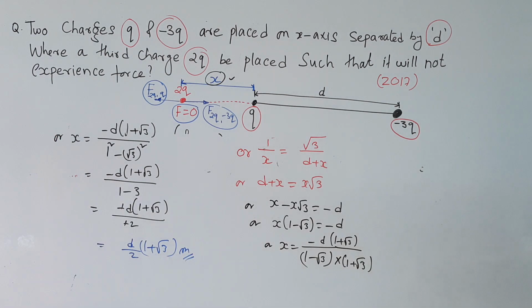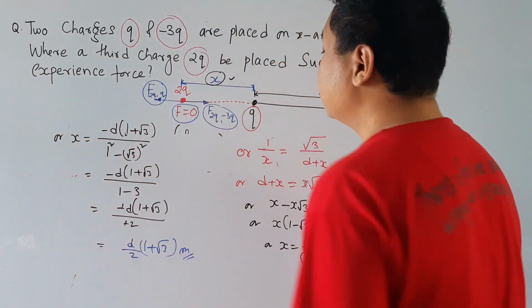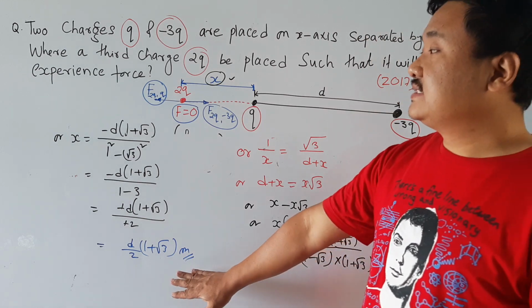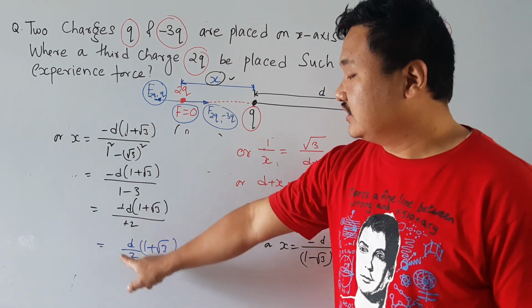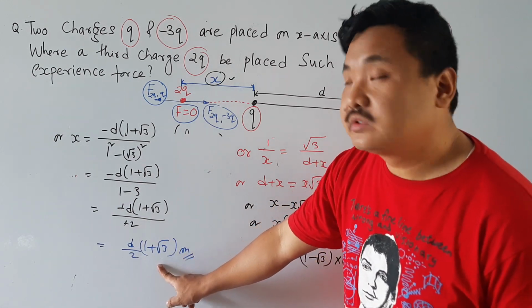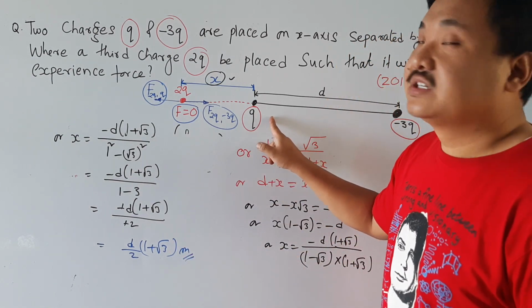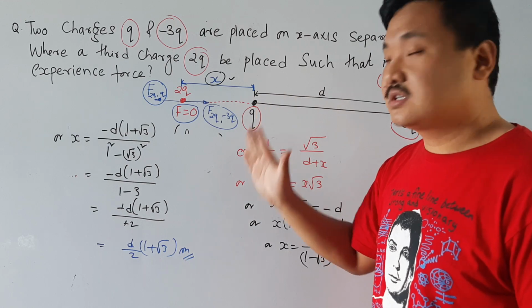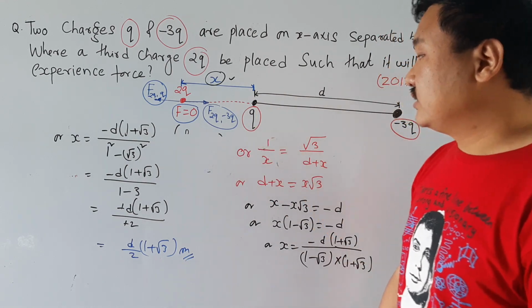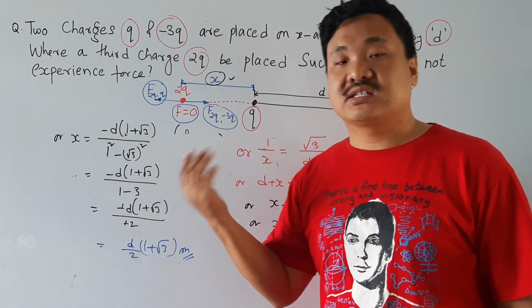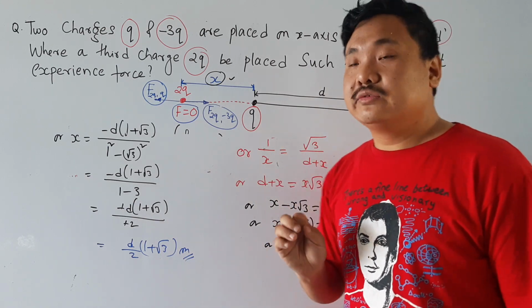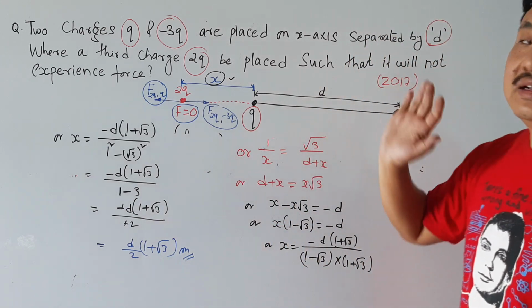So at what point is the force 0? The force is 0 at x equal to d by 2, 1 plus root 3, from the smaller charge. From the charge q you have to write this. Okay, from this charge q. Now let us go to the next problem of similar kind, in which I will take both like charges.